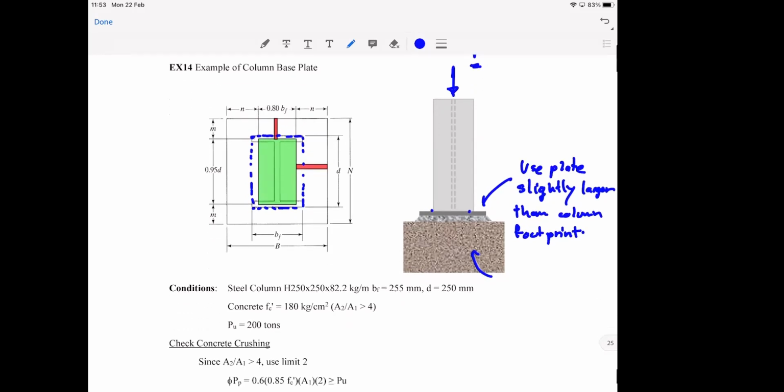So let's say, in this case, it's very low concrete strength. It's done by hand. And in this case, let's say we have a very, very large concrete foundation or abutment. So in this case, it is assumed that A2 over A1 is greater than 4. That means in the calculation, we can use the factor equal to 2 right away. But that is not always the case.